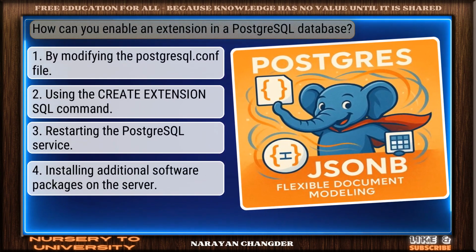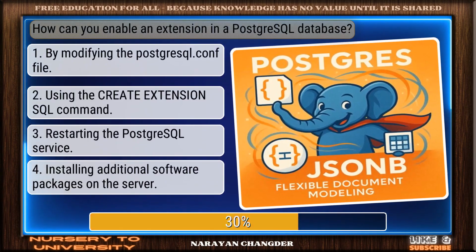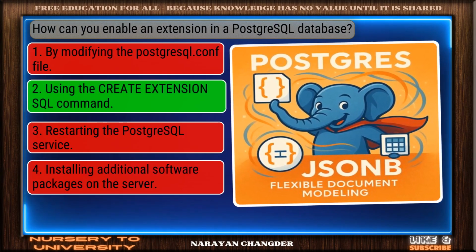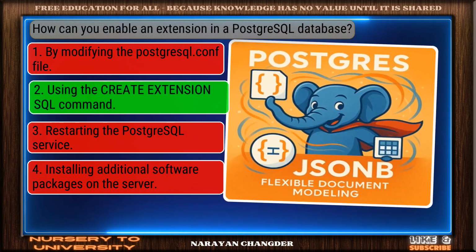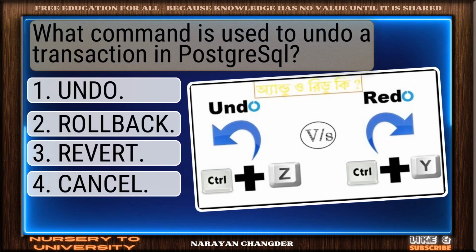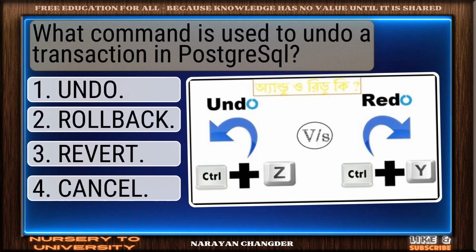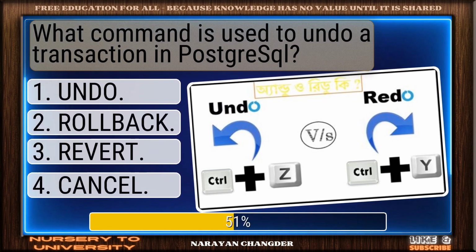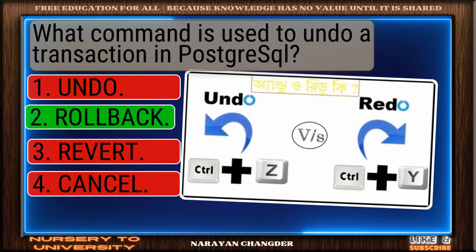Question number 49. How can you enable an extension in a PostgreSQL database? Smart move. Using the create extension SQL command is an accurate answer. Question number 50. What command is used to undo a transaction in PostgreSQL? Right again. Rollback is a valid answer.